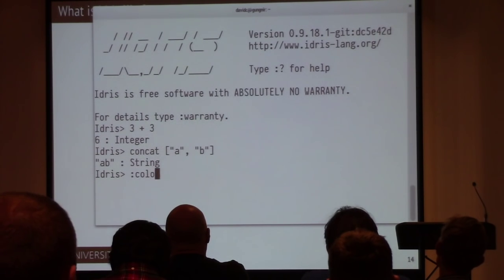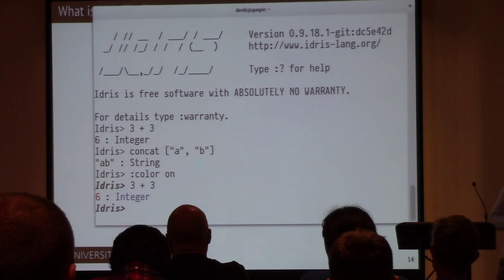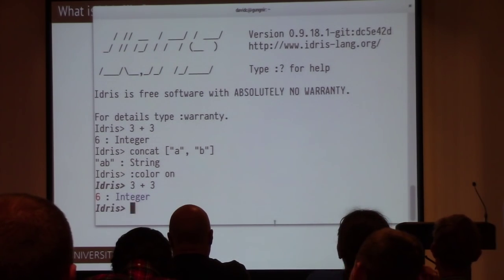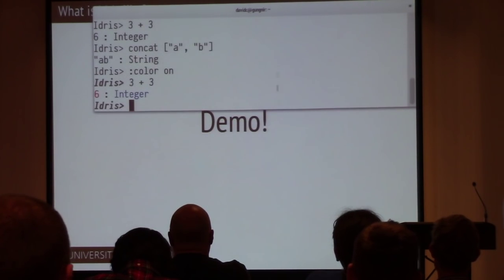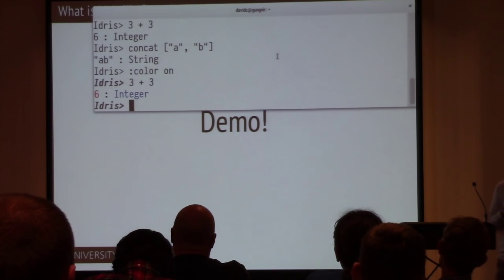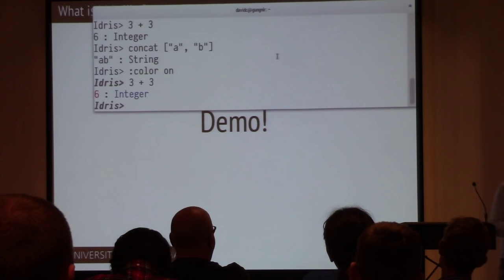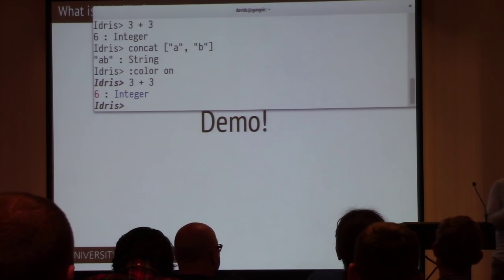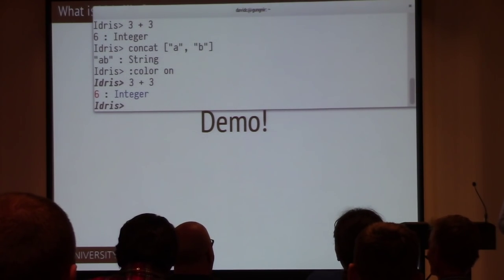So I turn on my color. And now when I add 3 to 3, I get back a little red 6 and a little blue integer. Because 6 is data, and integer is a type, and when we mix these things together, it's really easy to get confused and dizzy, and the colors help make sense of that. It's actually totally themable, but it uses the McBride colors by default because Edwin's friends with him.